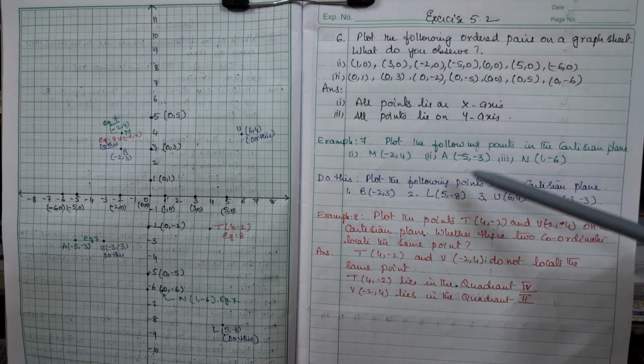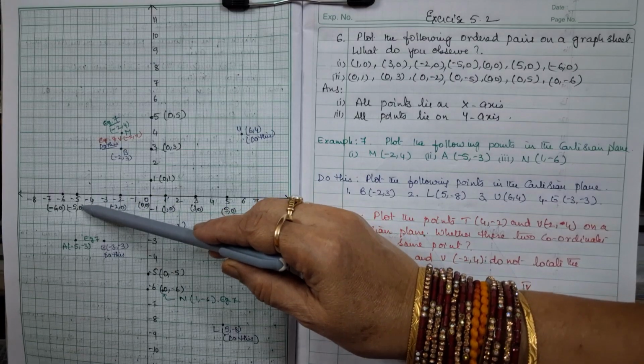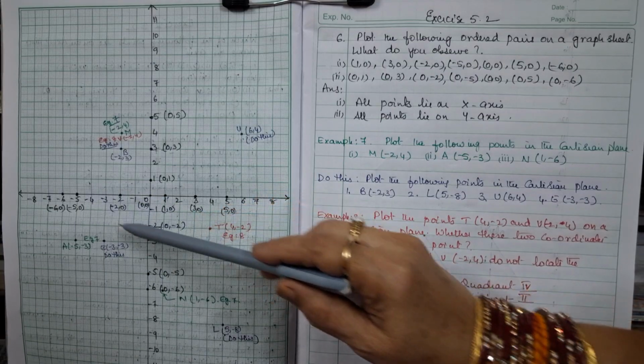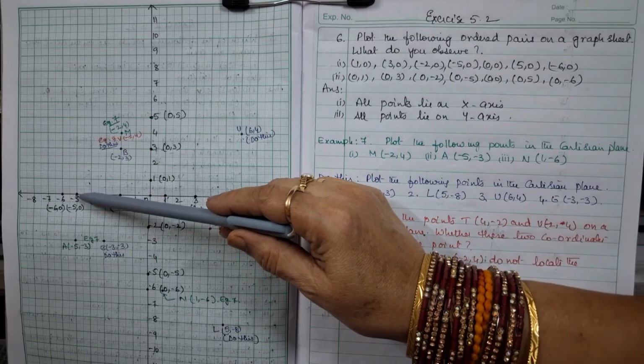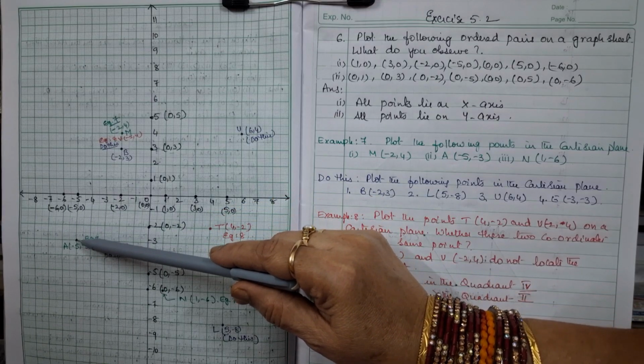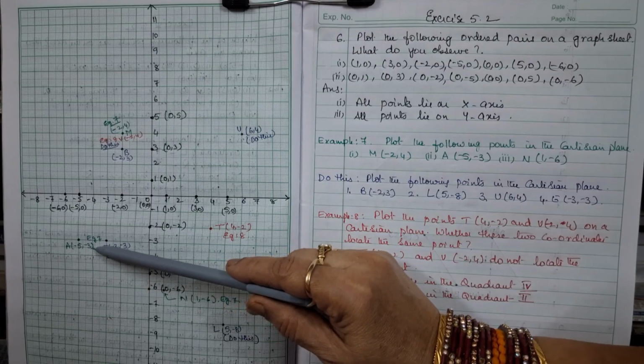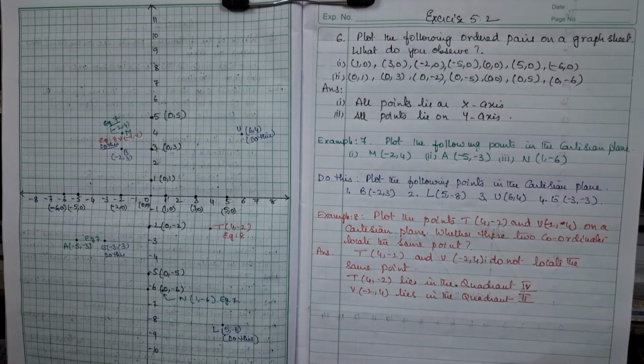Next, a is -5, -3. -5 is here, -3 is here. So -5, I have to bring it to -3. So this is the point which is called the A. -5, -3 is the answer.